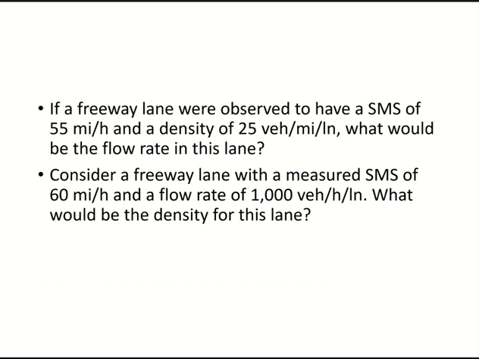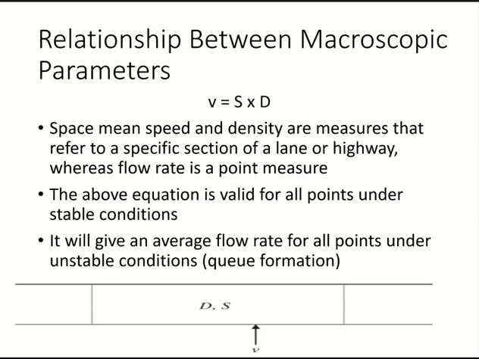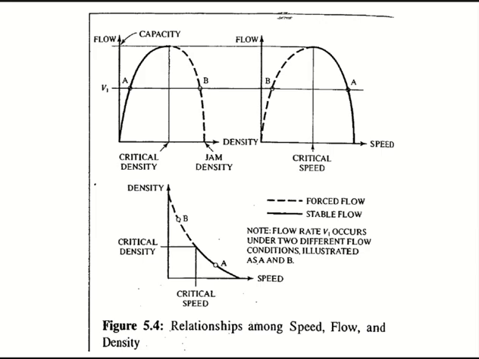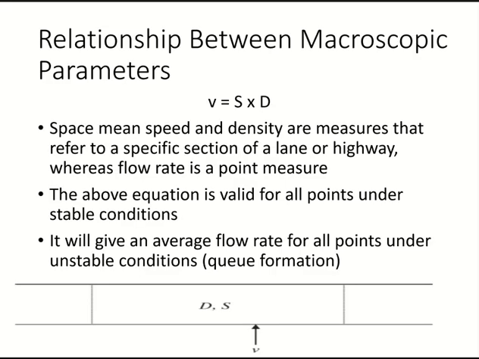Then two very simple questions. A freeway lane has speed and density given. They are asking for the rate of flow. What will I do? Multiply that. Second one, speed is given, rate of flow is given. They are asking for density. I will divide. Clear? Any problem?